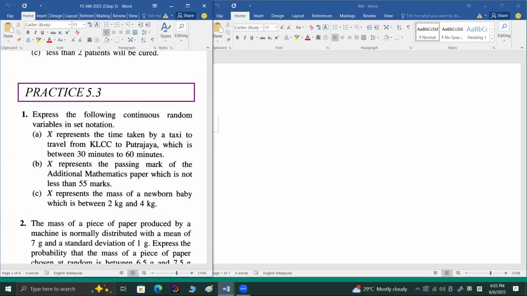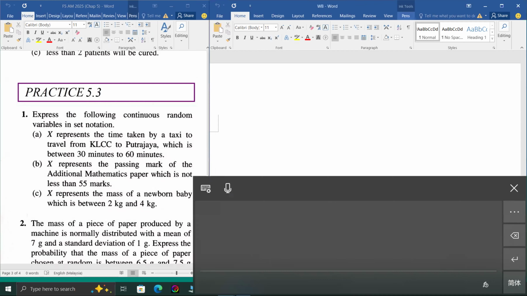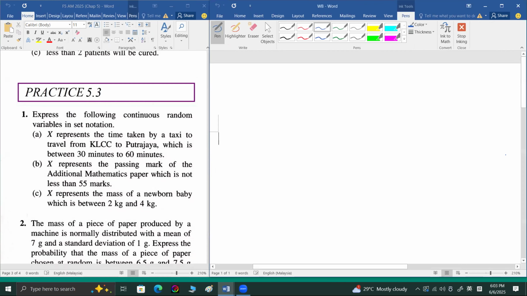You're asked to express the following continuous random variables in set notation. Okay, so learn how to write these variables first, yeah, in a set notation, class. Okay, one moment, yeah. Okay, ready class? There you see, yeah.